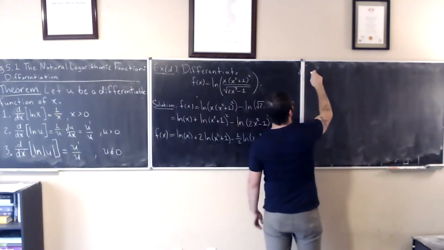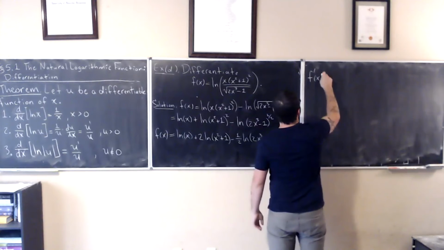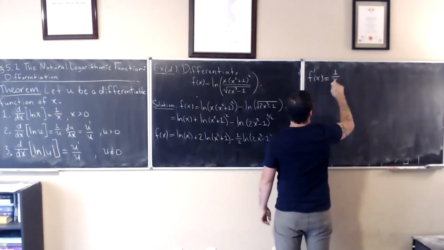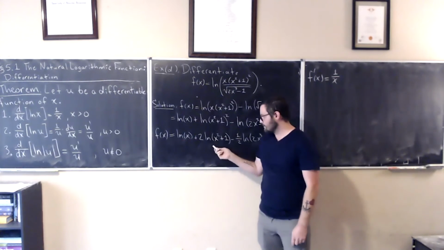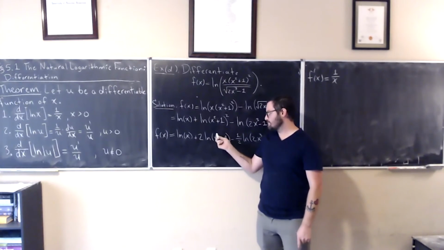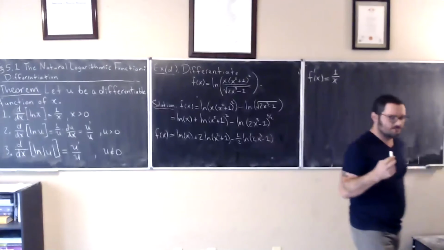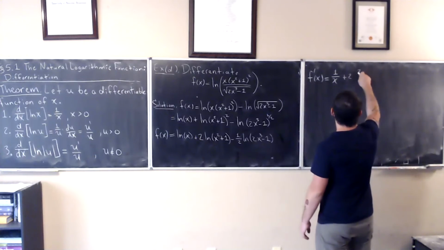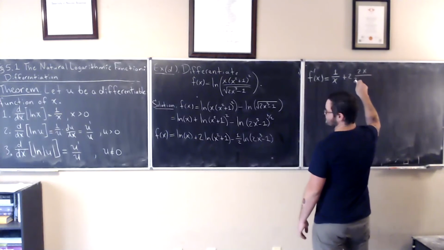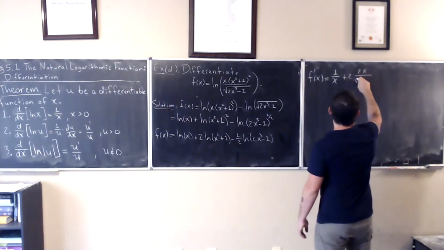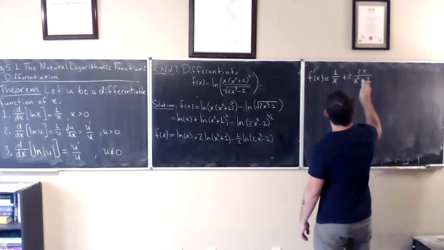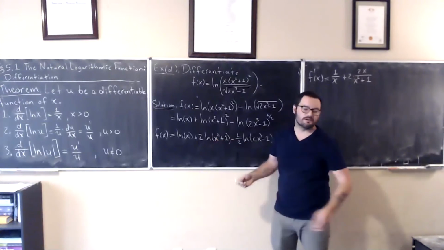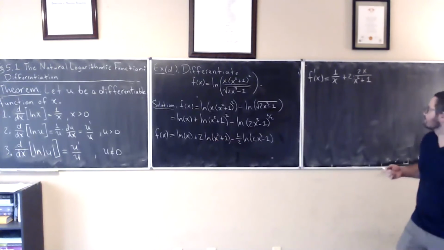So f prime of x is equal to, so the derivative of this is 1 over x. The derivative of this is 2 times 2x over x squared plus 1. It's the derivative of the inside divided by the inside. That's basically how you take derivatives of natural logs.